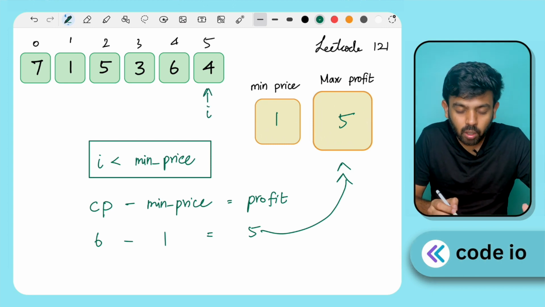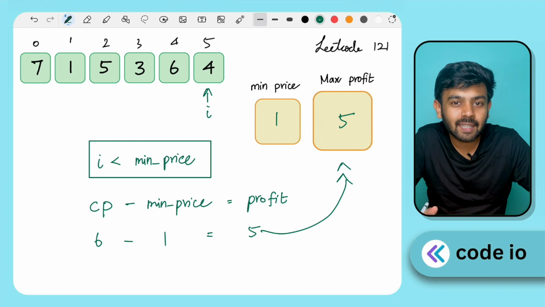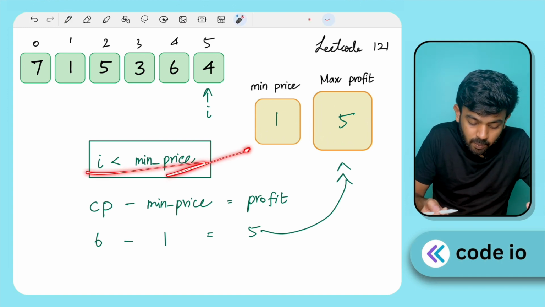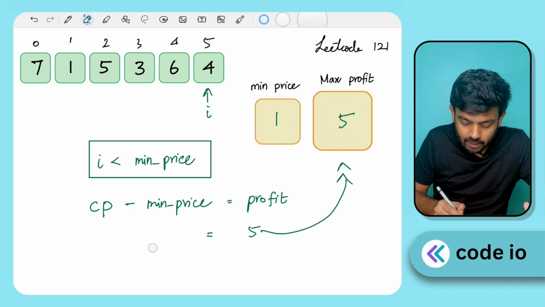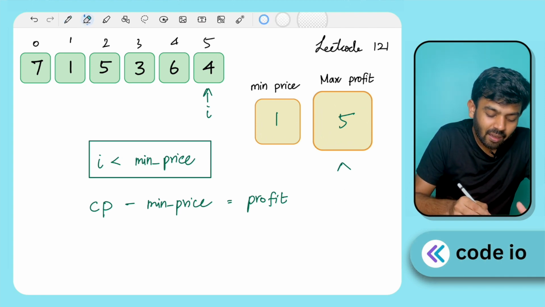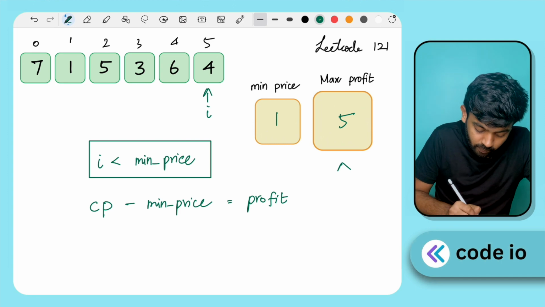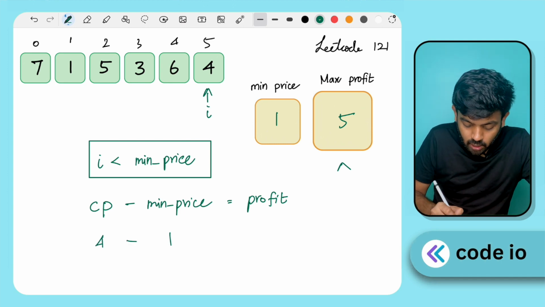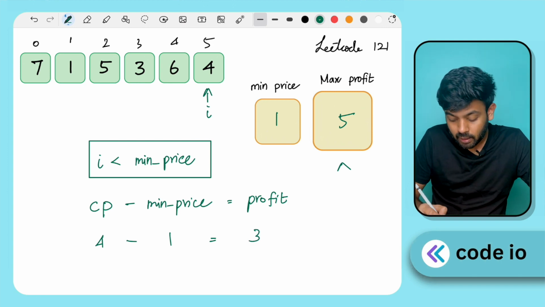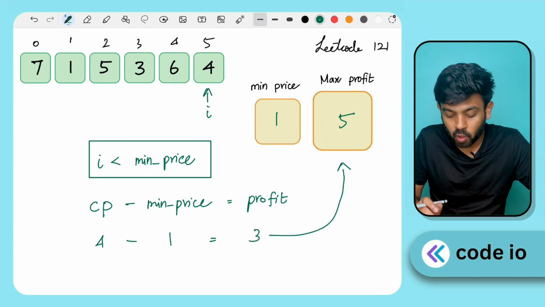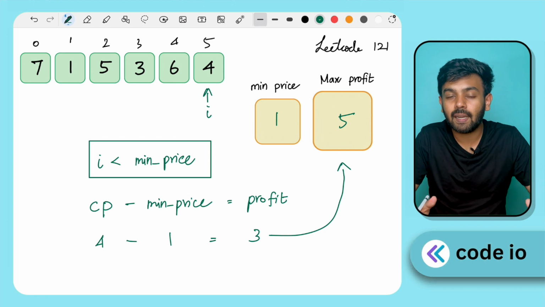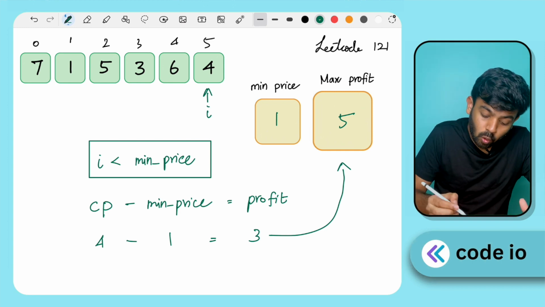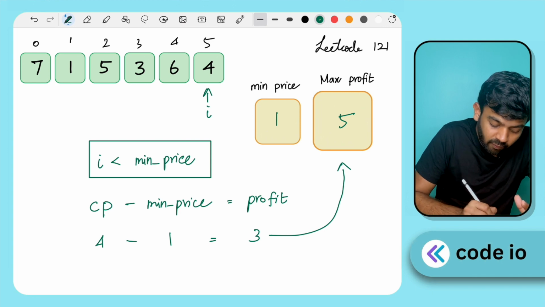I'm checking if 4, which is my current price, is lesser than my minimum price. It's not lesser than my minimum price, so I wouldn't update my minimum price, but I would have to calculate my current profit and compare it with my max profit. So this is 4 minus my minimum price 1, which gives me a profit of 3, and I'm comparing that 3 with my max profit. Since 3 is not greater than my current max profit, which is 5, I'm not updating that. So what I would be returning, I would be returning 5.